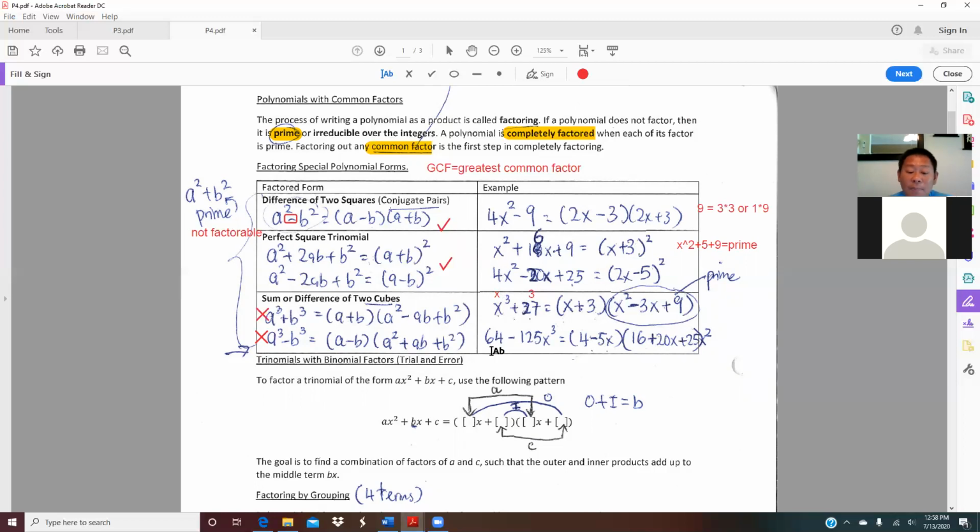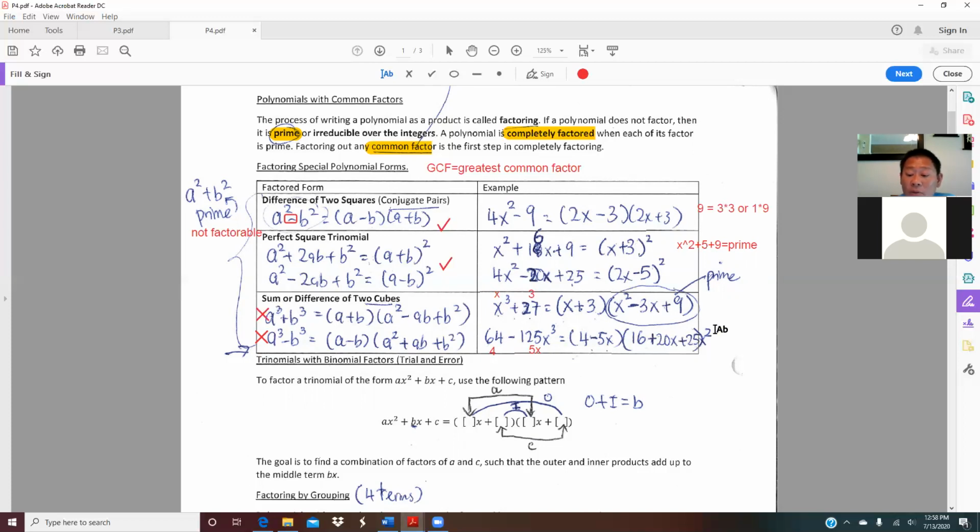Okay. Same thing happens with minus. 64 is the perfect cube of 4. 125x cubed is the perfect cube of 5x. So what you do first is you take 4 minus 5x, and then you square the first one, 4 squared is 16, and then you multiply these two. So 4 times 5 is 20x. You change the sign from negative to positive, and then you square the last one, which becomes 5x squared. So this is how we factor this.